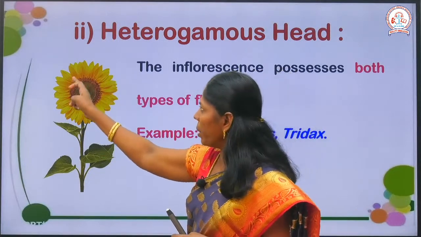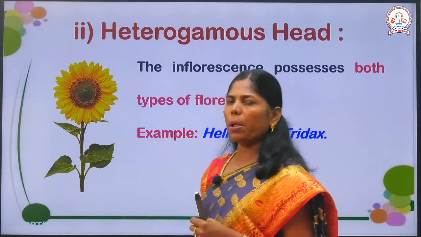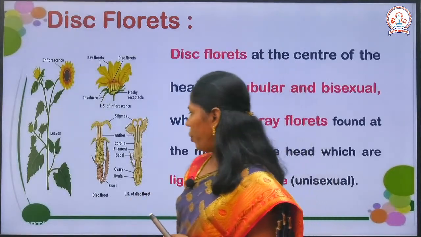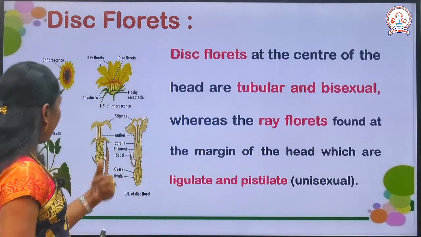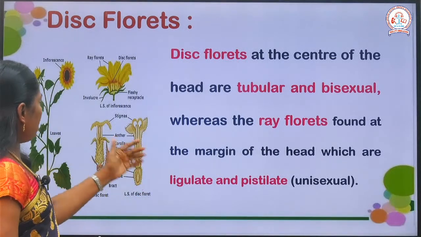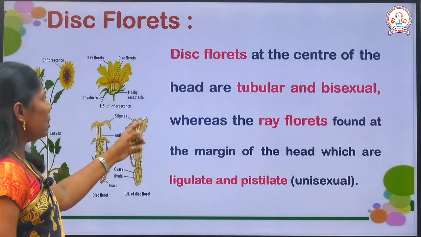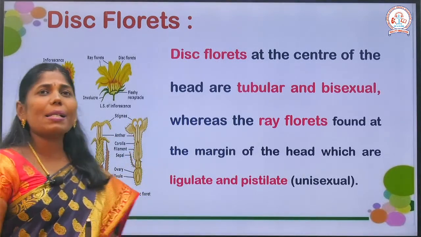So the ones surrounding are called ray florets. The ones inside are the tubular florets. So there is a disc floret, and another one is the ray floret. Okay, so what is in the disc floret? In the disc floret, you can see the ovary, anther, stigma, everything is present. Disc floret is considered a bisexual floret.